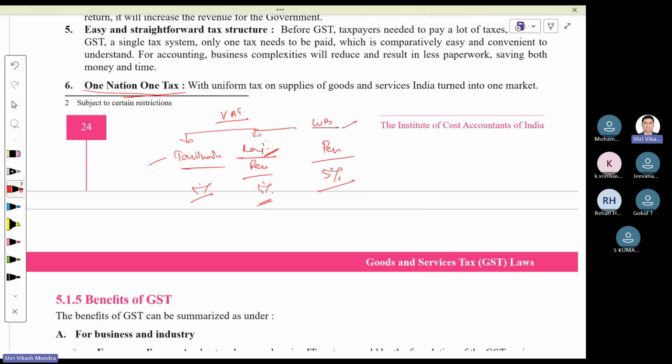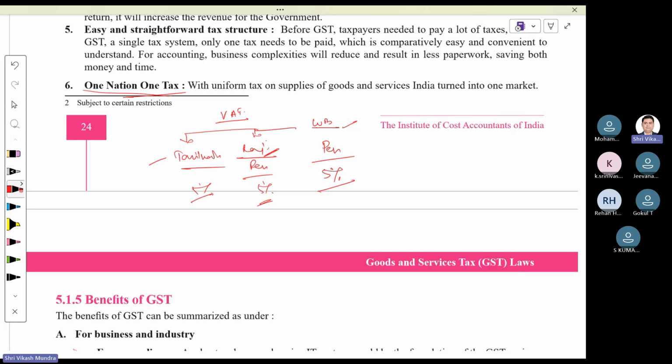So we can say that earlier, due to this fractured tax structure, even though we are in the same country, considering the different rates of taxation, we can say that we were living in the same country or living in some other country. Hence this GST is levied on the basis of one nation, one tax.